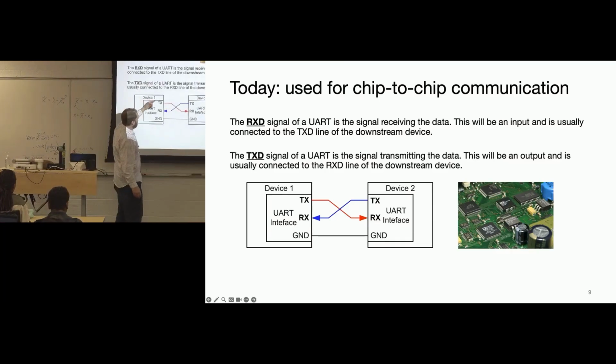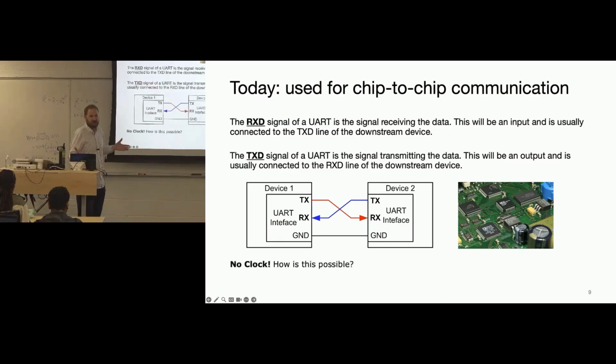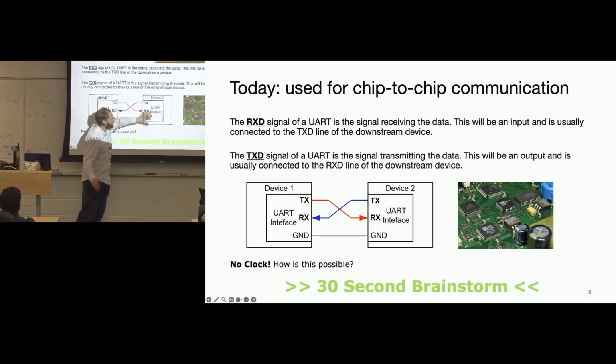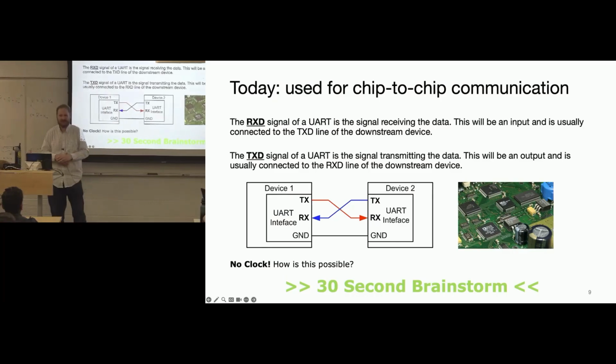So here you'll see you've got transmit, receive, and ground, but what's missing? There's no clock. So why don't you take 30 seconds, talk amongst yourselves, try and come up with how this device is going to know. There's no preamble, I already told you that one. There's no preamble per se. How does this device know when to clock the data in? How does it do clock recovery?